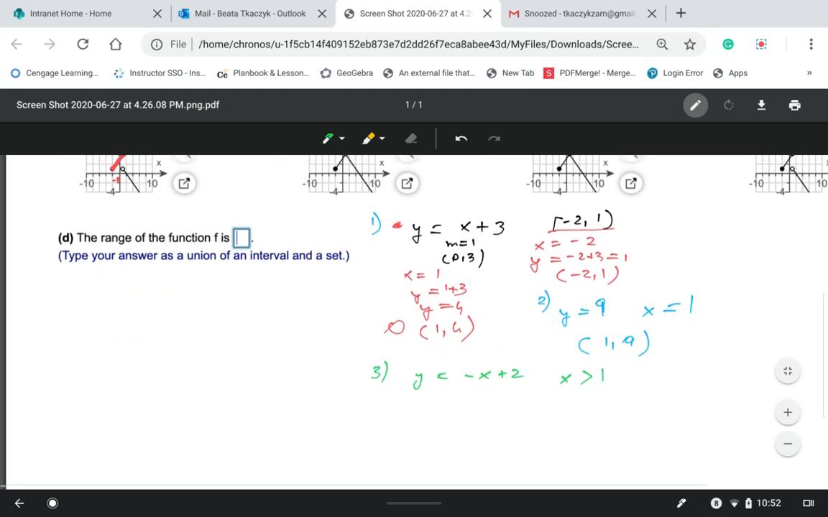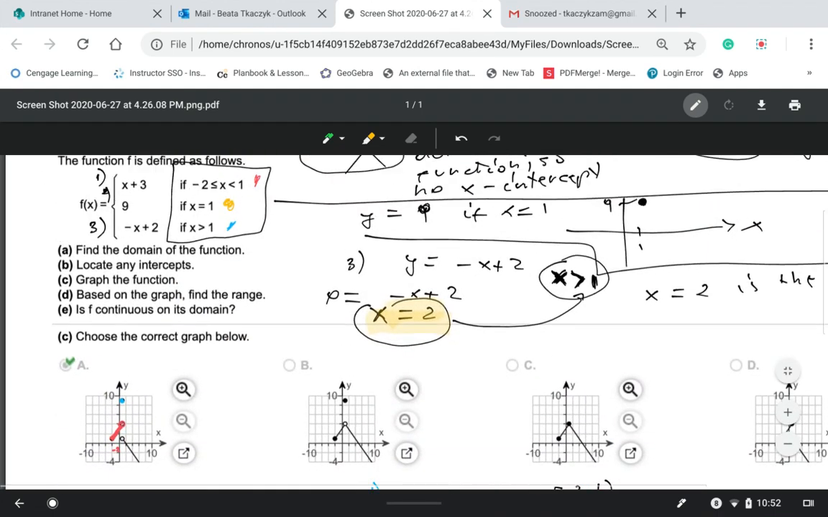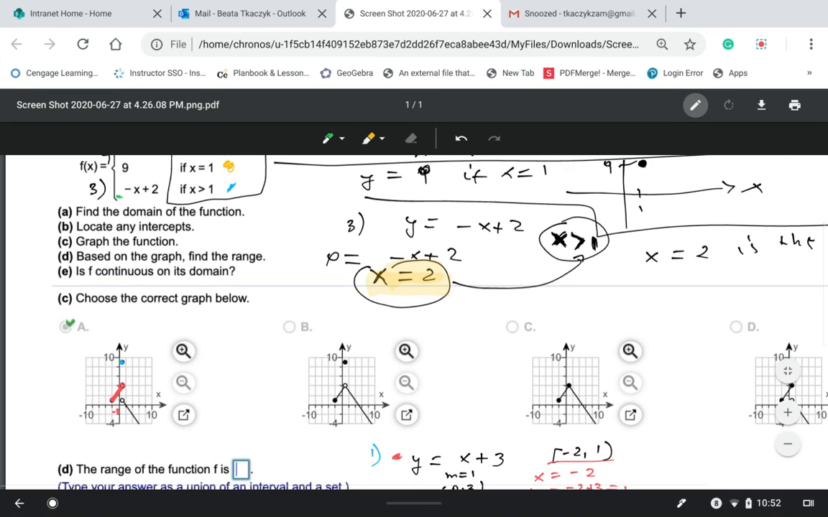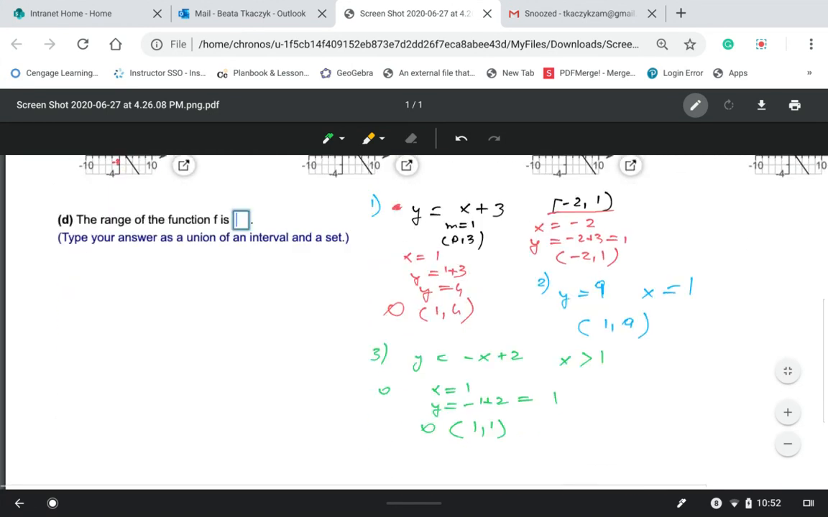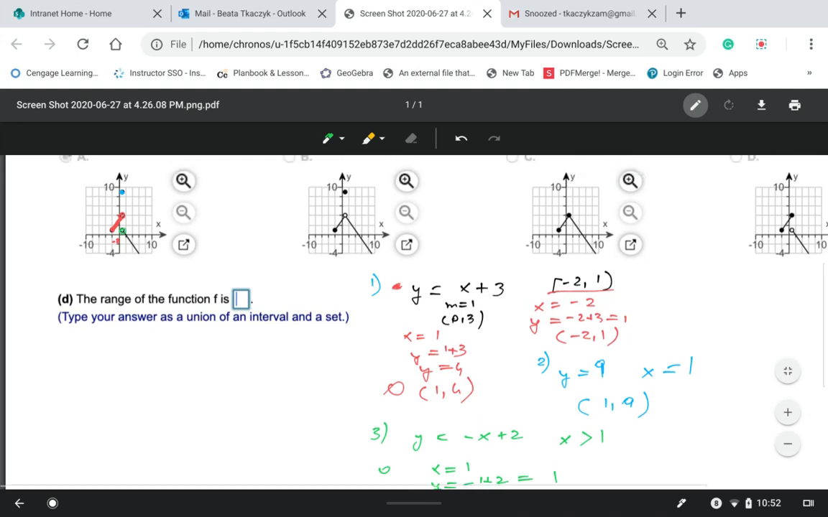So to graph this one, again, first I will select the point x equal 1, because that's when you will have an open circle. Then y is equal to -1 plus 2, which is 1. So you'll have 1 comma 1, which is an open circle, because we start the third graph for x greater than 1, not including 1. So we have a point at 1 comma 1, just right here. That's why you see the open circle.